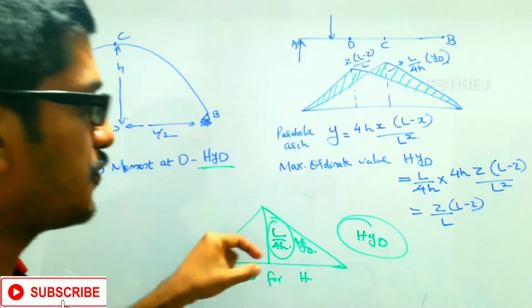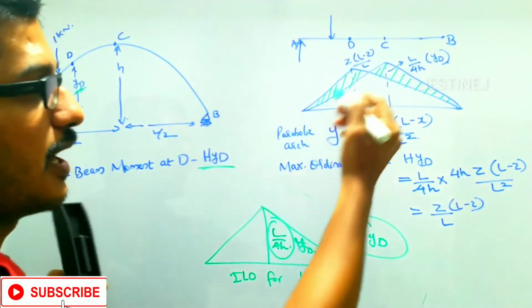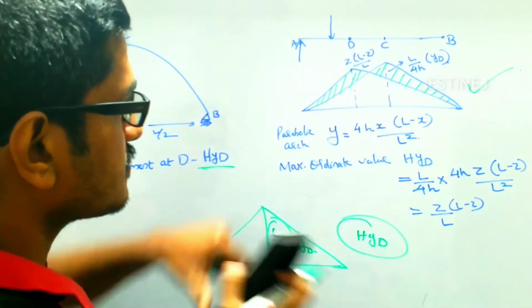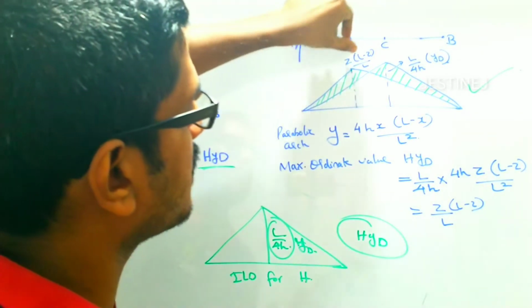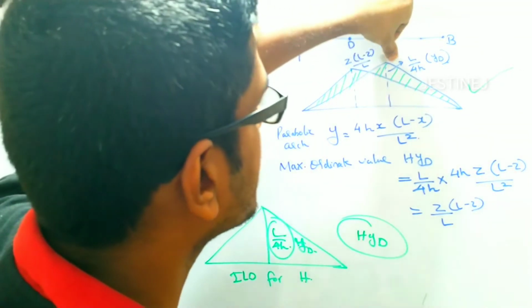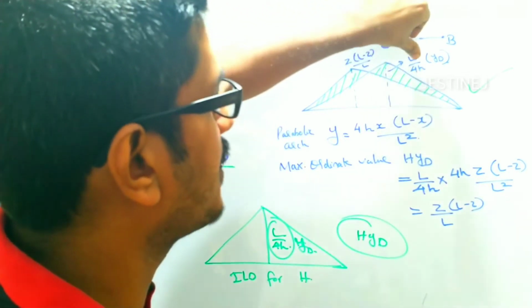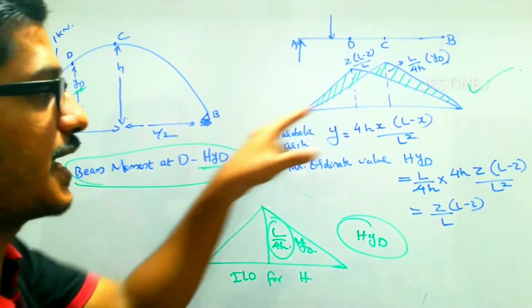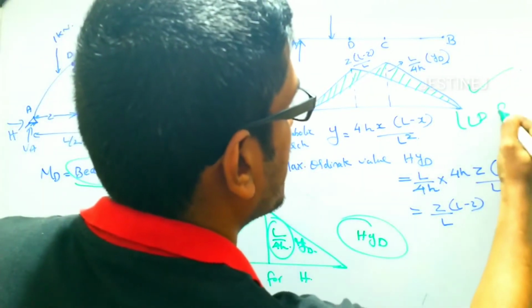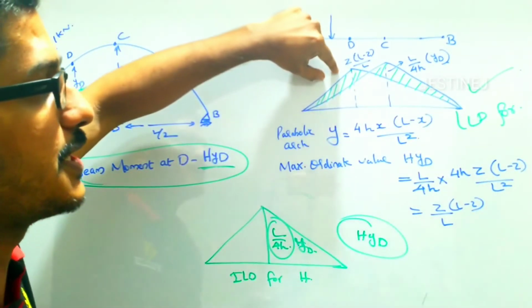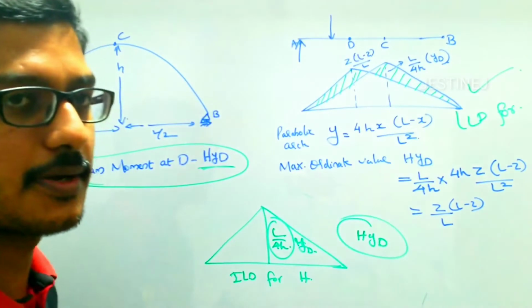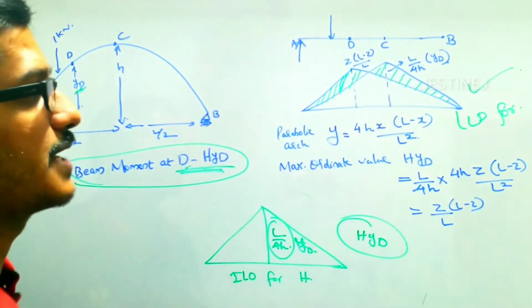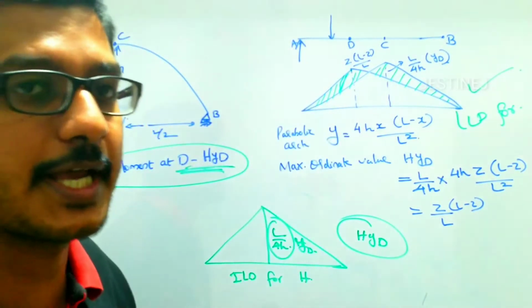After that you have to superimpose those two diagrams, as given here. You can note down that the maximum ordinate value here will be Z multiplied by (L minus Z) by L, and here the maximum ordinate value of the HYD diagram will be L by 4H multiplied by YD. The shaded portion gives the influence line diagram for the bending moment. The remaining portion is subtracted. So this is the influence diagram for the bending moment.